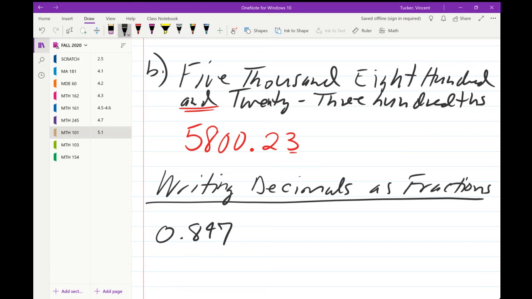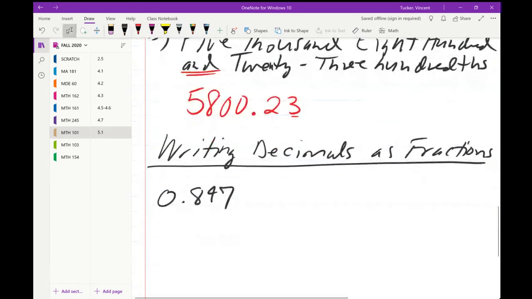All right, so if you want to write decimals as a fraction, make sure, okay, I'm good.